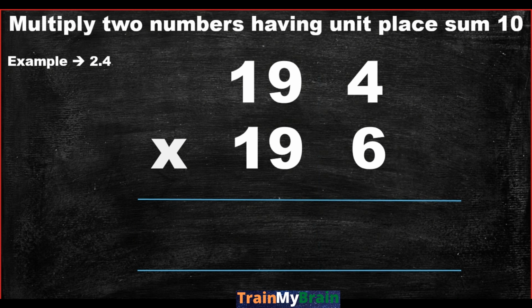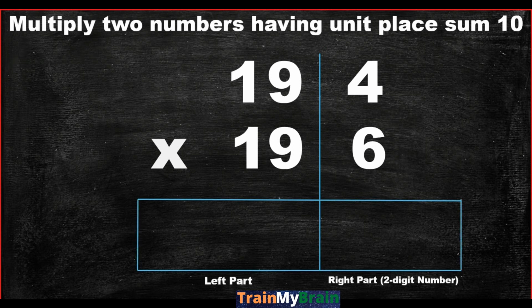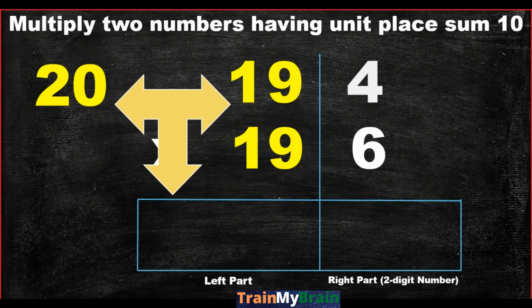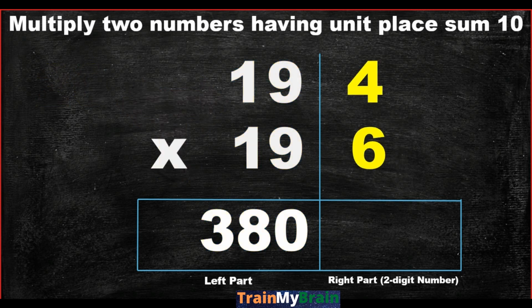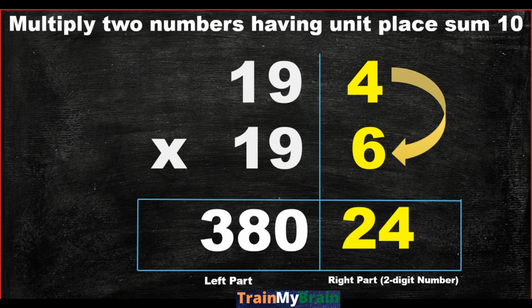194 into 196. Check the sum of unit place. Should be 10. It is 10. And the number other than unit place is same in both the numbers. Fine. Both the conditions are fulfilled. Pick the number 19. Find the next of 19, which will be 20. Multiply 19 with 20. You will get 380. Okay. So for the left part we are done. Now take the right part. 4 and 6. Multiply 4 with 6. You will get 24. That's it.